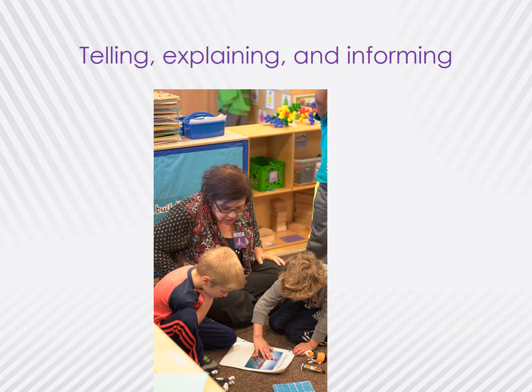The first one is telling, explaining, and informing. Adults support as they tell, explain, or inform about a new material or experience that children can use. An adult might explain how the balance scale can be used in the math area, or provide information about the caterpillars in the science area. This teacher is discussing with children what a bridge looks like and how it could be built.